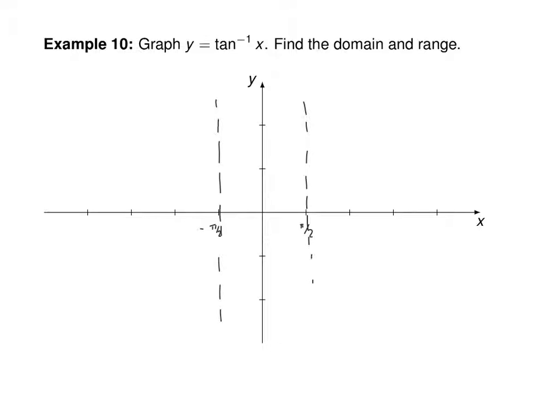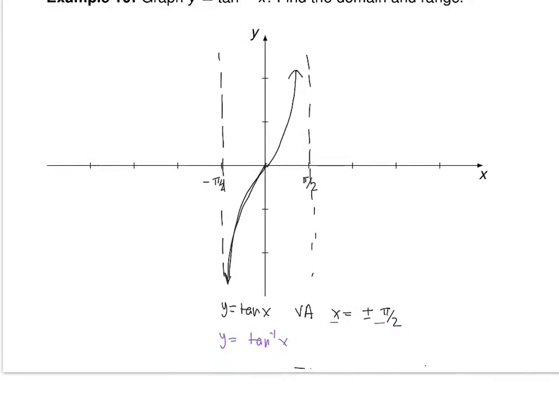Okay, so this is the restricted portion of regular tangent. So there's y equals tangent of x. And technically, it has vertical asymptotes at x equals plus or minus pi over 2. Yes? Okay. So when you find the inverse, you flip-flop x and y. Everything that was x becomes y and vice versa, right? So for y equals tan inverse of x, those are instead of x equals, what are they going to be? They'll be y equals.